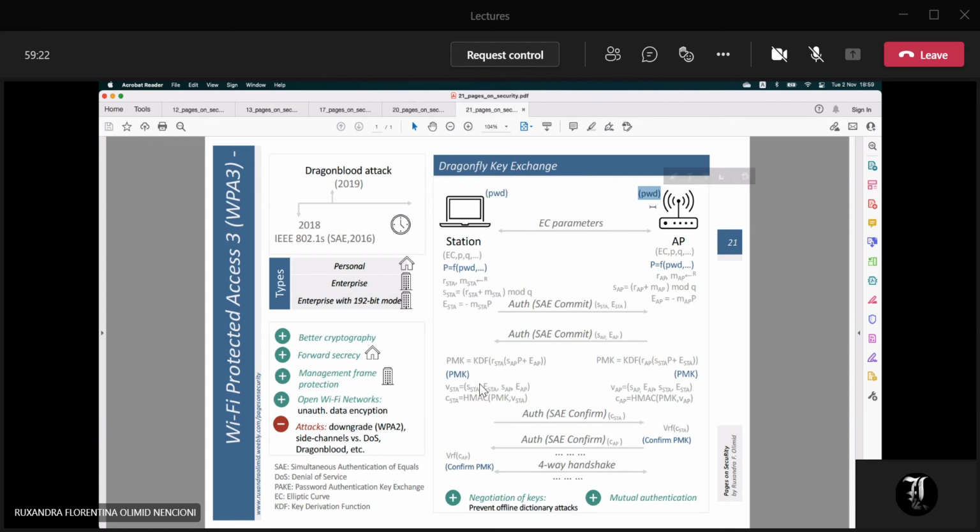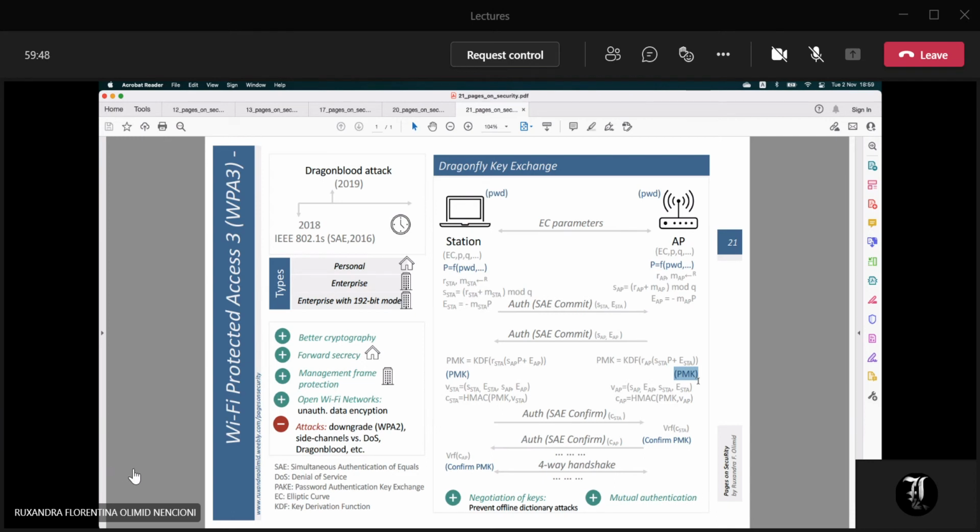So again, we talk about the personal edition, because we have personal and enterprise, and we will see there's something else. And at the end, starting from this password, even if this password is quite weak, they will end up with this PMK that is more secure, let's say, because it does not allow this type of offline attacks.